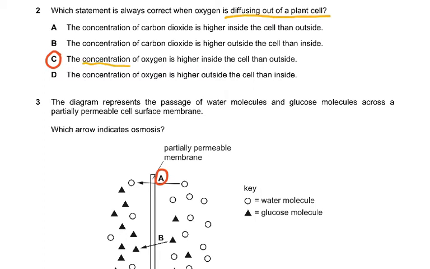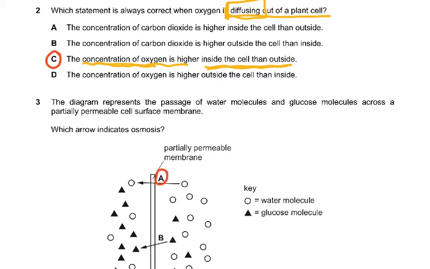Question 2 is which statement is always correct when oxygen is diffusing out of a plant cell? The concentration of oxygen is higher inside the cell then. So whenever there is diffusion, you have to understand they are asking you if you know the definition of diffusion. If you know the definition of diffusion, then only you know that it has to be from a higher concentration to a lower concentration.